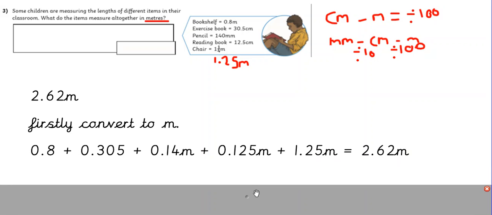Okay, so your answer would be 2.62 metres. So first of all, you would convert all of your numbers to metres, okay, because you want it in metres at the end. So you would have 0.8 metres plus 0.305 metres, so you divide 30.5 by 100, plus 0.14 metres, so you divided it by 10 first and then by 100, plus 0.125 metres, so you've divided it by 100, plus 1.25 metres, and if you added those together correctly, you would get your answer as 2.62 metres. Well done if you got that one correct.